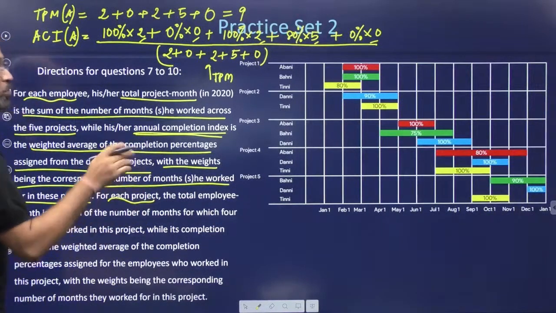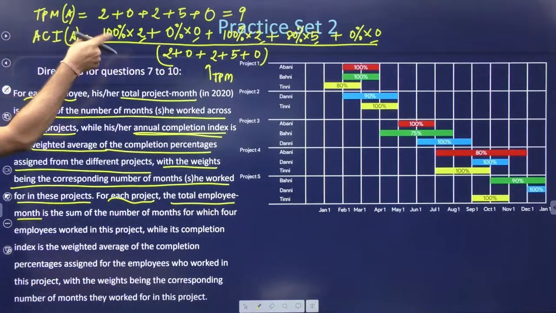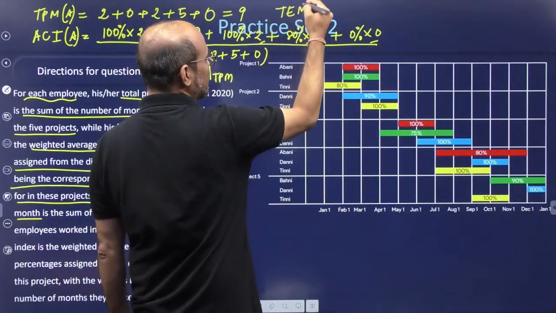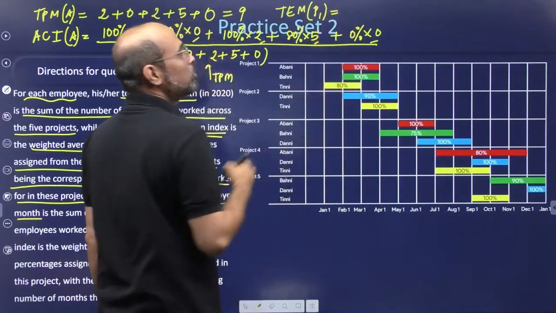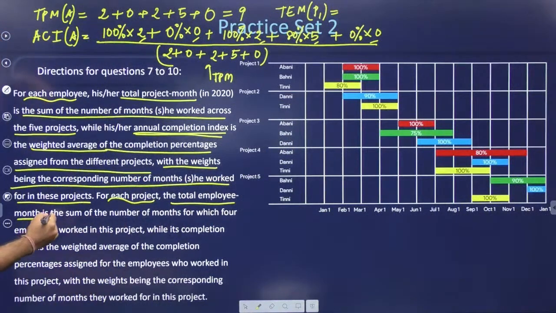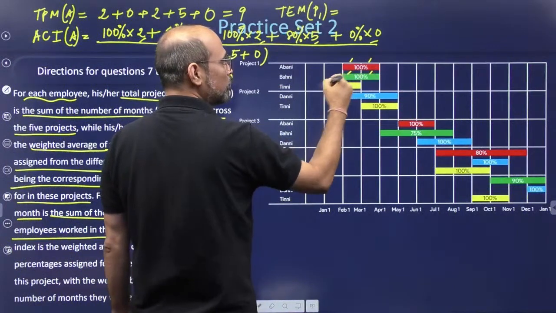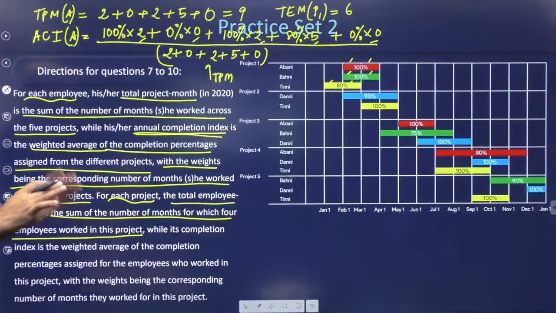Now for project wise, we have another formula. It says the total employee month. Just like total project month, we will now have total employee month, and it is as per the project. So let's talk about project 1. What will be TEM for project 1? It is the sum of the number of months for which the 4 employees worked in this project. So in project 1, how many months of work were there in total? 1, 2, 3, 4, 5, 6. So this is going to be 6. I hope it is clear.